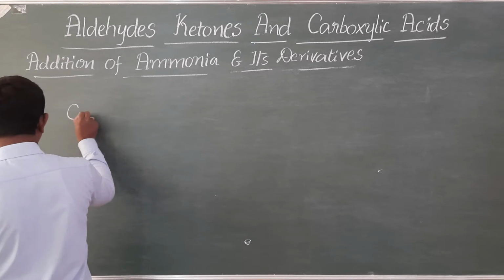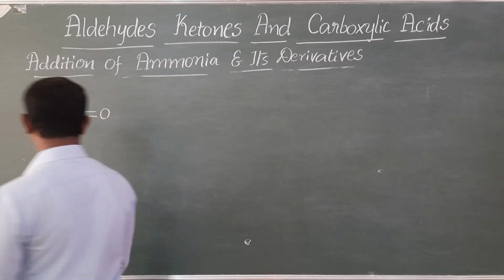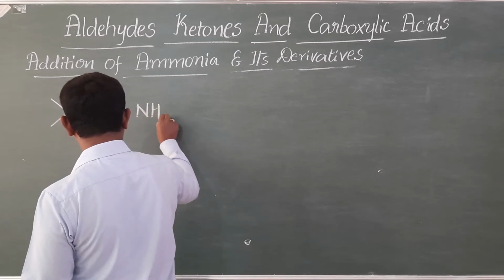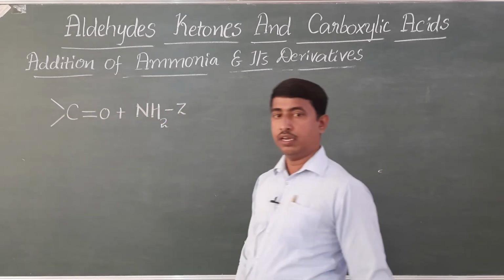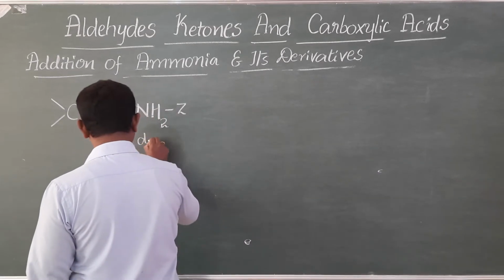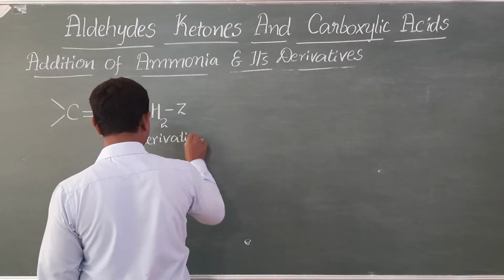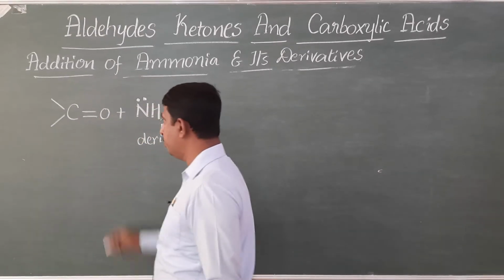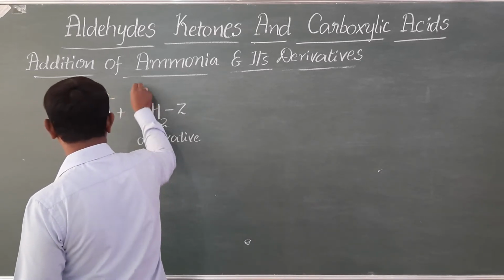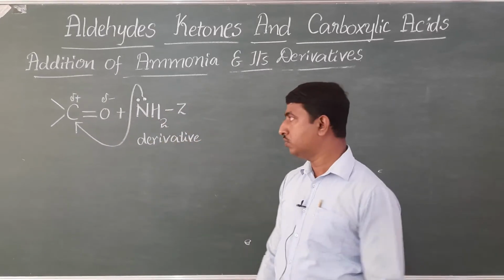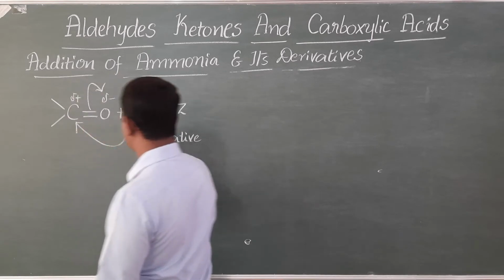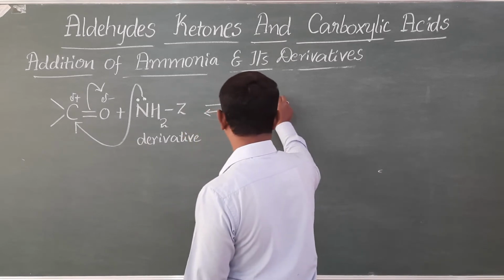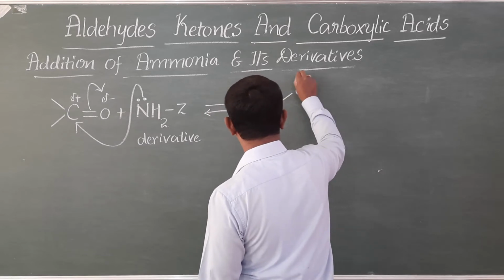See, the carbonyl group is written like this, C double bond O, an aldehyde or ketone. It is made to react with a derivative of ammonia. In this derivative we can see a nitrogen atom with a lone pair of electrons. This is also nucleophilic addition only. So, this nitrogen will attack the positively charged carbon. Electrons get shifted to oxygen. The reaction is a reversible reaction. It gives C single bond O minus.